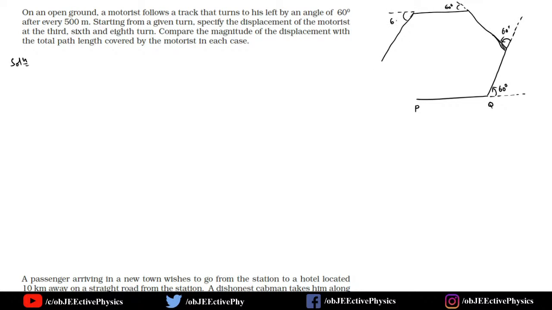We will get a regular hexagon because the motorcyclist, after every 500 meters, turned left by 60 degrees. This is the situation. So all these sides PQ, QR, RS, ST, TU, and let us take here the center of the regular hexagon as O.